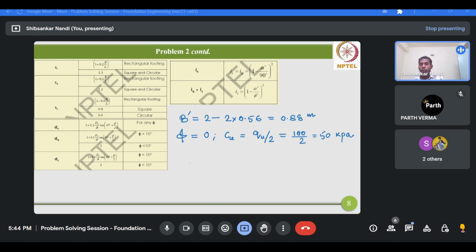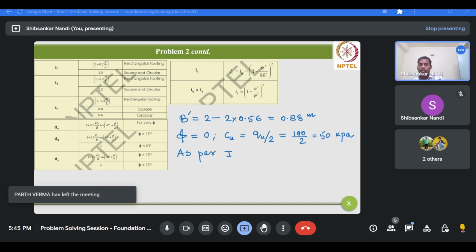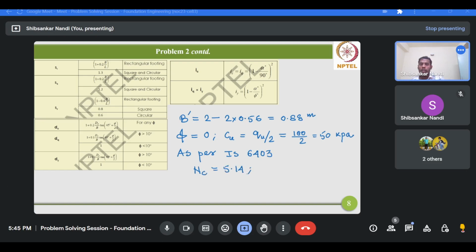Now you should know the bearing capacity factors corresponding to a phi value of 0 degree. As per IS 6403, these bearing capacity factors are Nc equals 5.14, Nq equals 1, and N gamma equals 0.